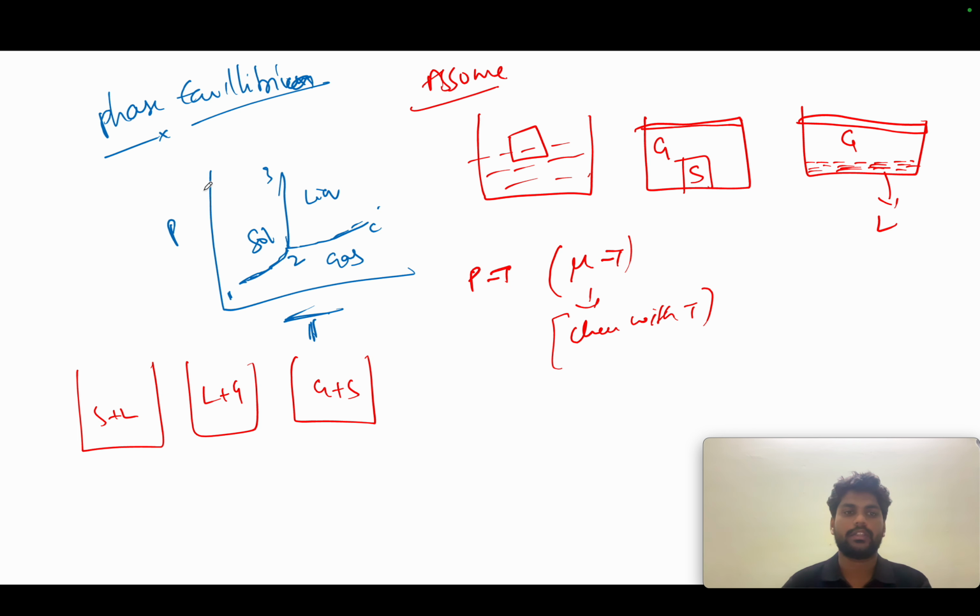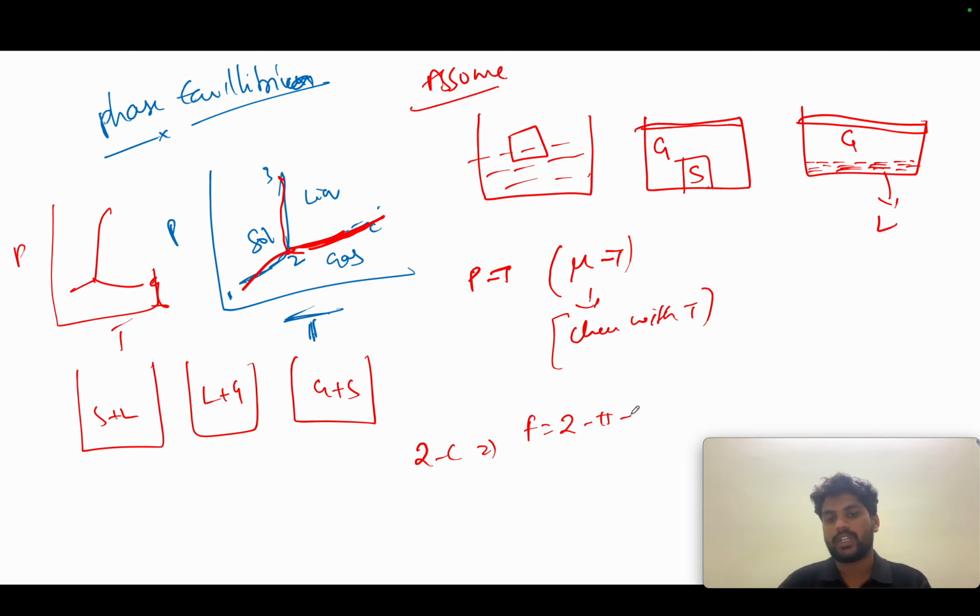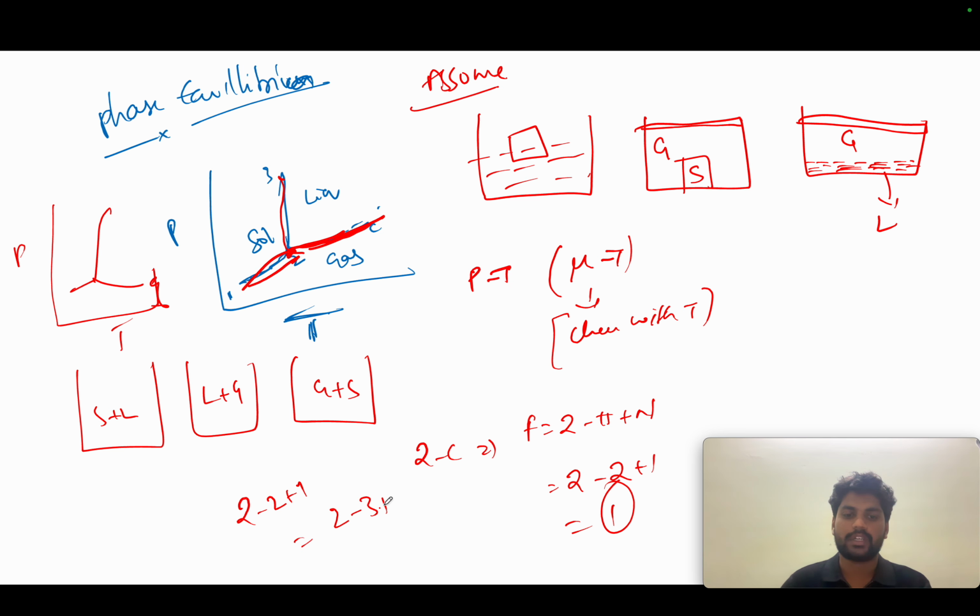So you need to understand that the PT graph is nothing but you have P and T. These are the phase regions. If I ask you to find the degree of freedom along this line, you know this is between two phases, solid and gas, as these are the equilibrium lines. So now for 2 comma C, it will be F equal to 2 minus P plus n, so 2 minus 2 plus 1, so it will be 1. Here also, if you take the same, it will be 2 minus 2 plus 1. At the critical point it will be 2 minus 3 plus 1, which is 0.